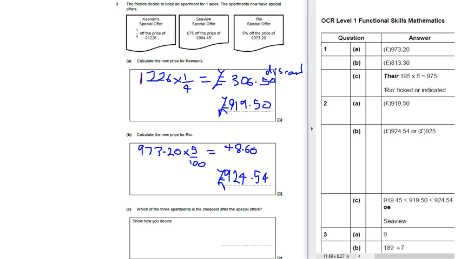Which of the 3 apartments is the cheapest? Well, they've asked me for Rio and they've asked me for Keen, but they haven't asked me for Seaview. But I've got to do my Seaview, so I'll just write here. It's easy done. 75 off gives 919.45. Okay, so now I'm thinking this one is now cheapest.